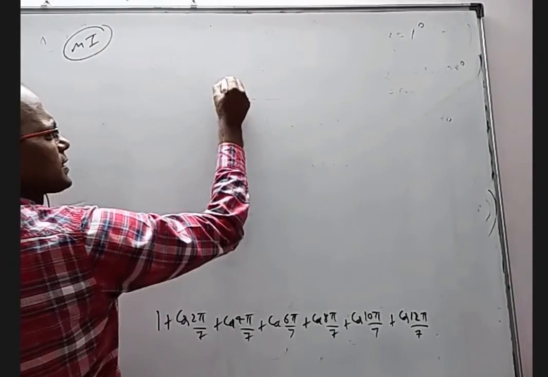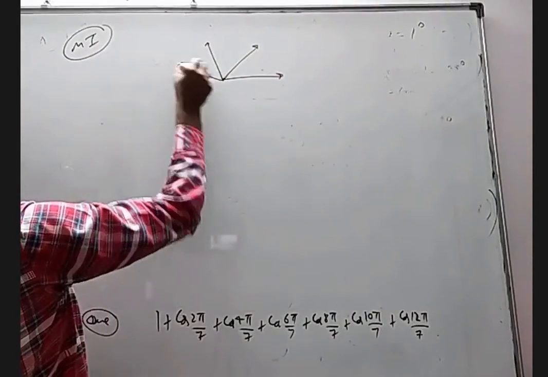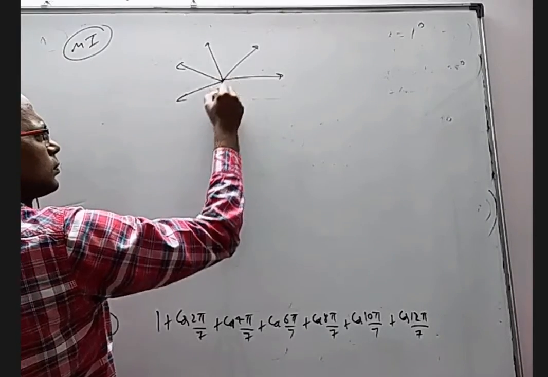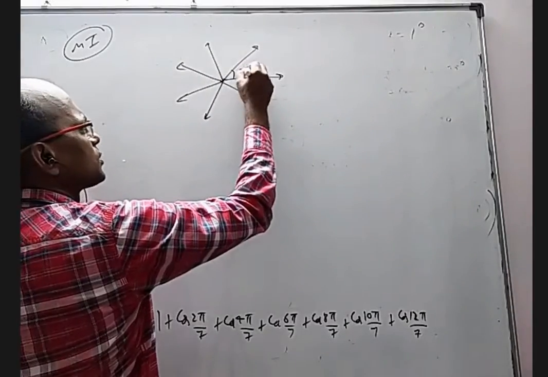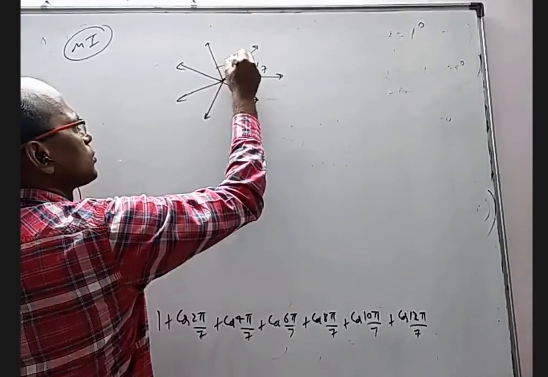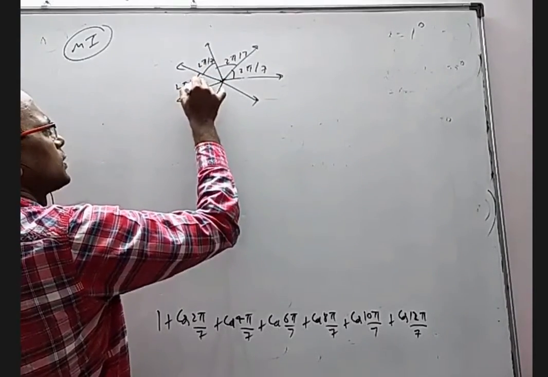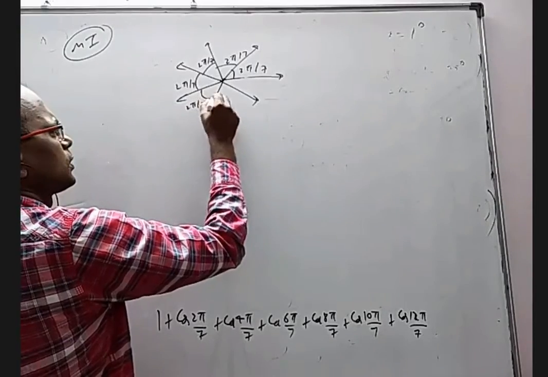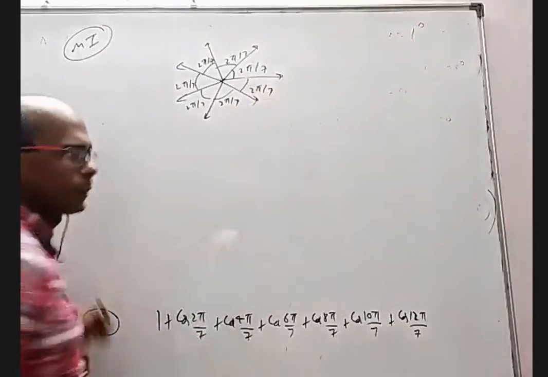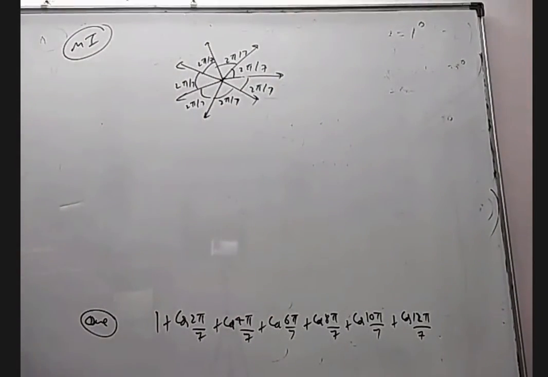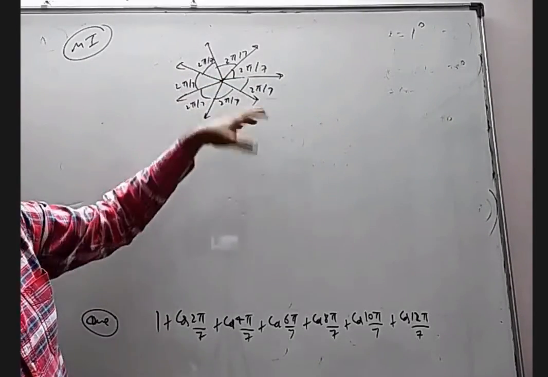Imagine on a particle 7 equal forces are acting. All angles are equal. This angle is 2 pi by 7. This is also 2 pi by 7, and so on for each of the 7 angles. 7 angles, total 2 pi, each is that. If all forces are of 1 Newton, the net force is 0.